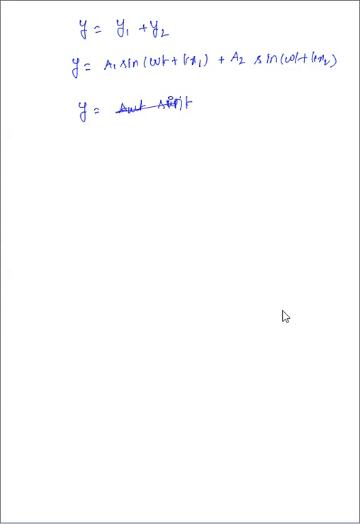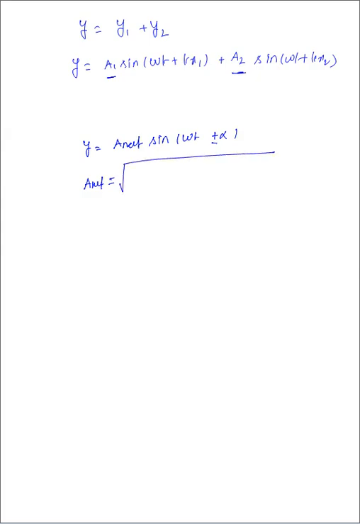One second, let me erase this. We add these two as vectors. Y equals A net amplitude times sin(omega t plus or minus alpha). How do we calculate A net? This is the amplitude of 1 and this is the amplitude of 2. We treat these two as vectors and use the parallelogram law of vectors: A net squared equals A1 squared plus A2 squared plus 2 A1 A2 cos phi.